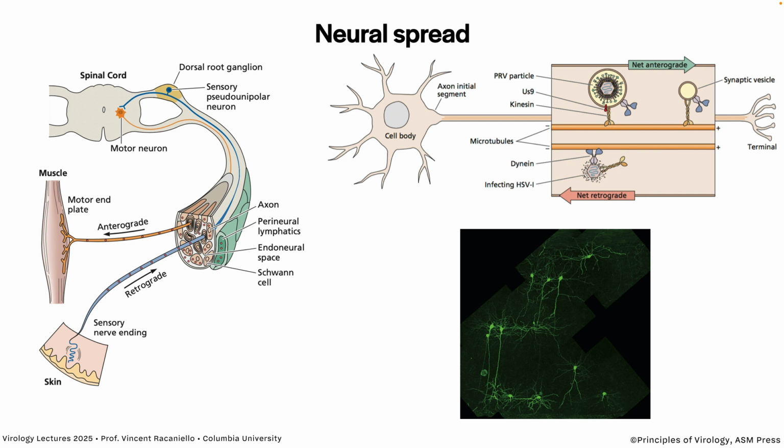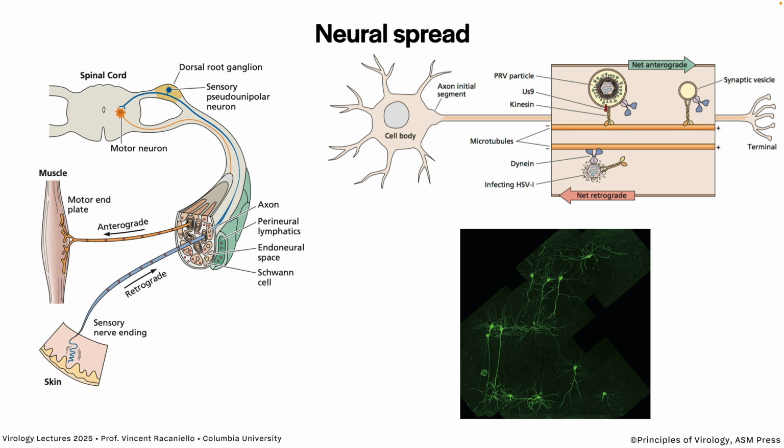And you can do the same with muscle. Viruses can enter nerve endings in muscle. These would be motor nerves, of course. And the viruses can go up all the way to the motor neuron and destroy those as well. And this happens with a number of different viruses. So this is neural spread within nerves. And it's done by motors.